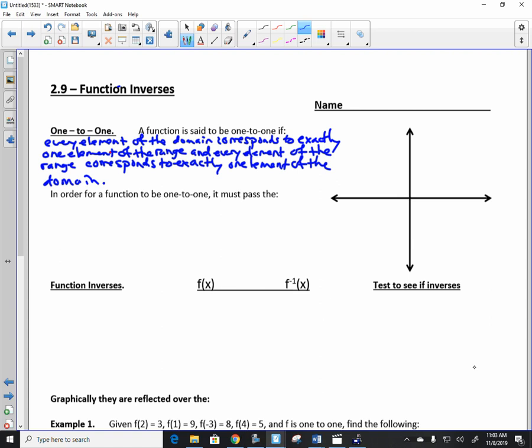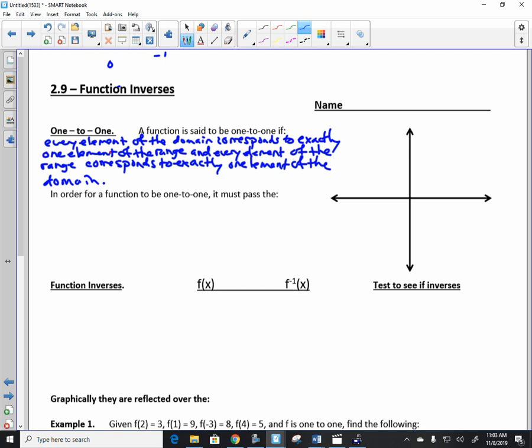Excellent. I taught you a new operation yesterday. It was called composition. Composition of functions. Today I teach you inverse of functions. Okay? In order to talk about inverses, we first must define what it means to be a one-to-one function.